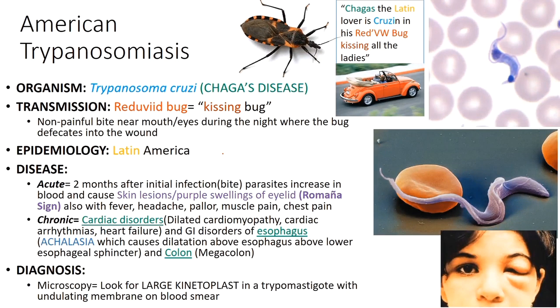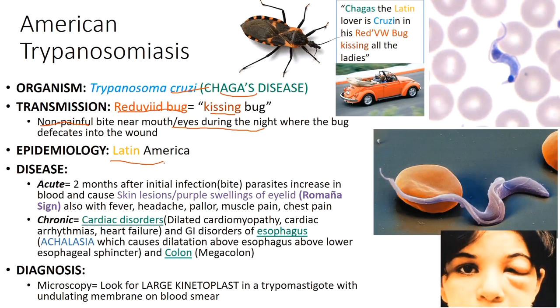This is known as Chagas disease. It's caused by Trypanosoma cruzi. The transmission is through the reduviid bug, also known as the kissing bug. We call it the kissing bug because it gives a non-painful bite near the mouth or eyes during the night, and it's like a kiss. And once it bites, it actually defecates in the wound, which is totally normal. Actually, it's not at all.